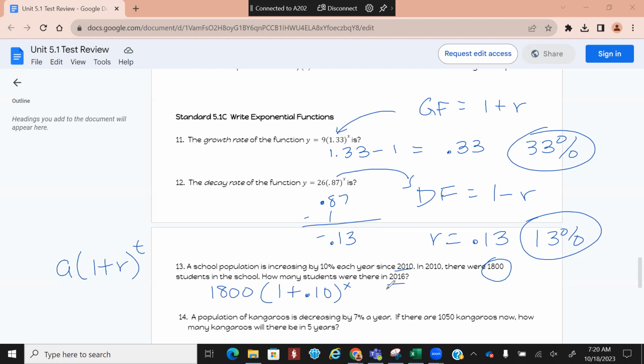So I'm going to go into my calculator. I'm going to type 1,800 times 1 plus 0.10 raised to the 6th power. Can somebody do that for me, please? 3,188. Okay. And remember, when we talk about people, we have to round. We can't have half a person. So if you have a decimal at any point in time, make sure that you round.